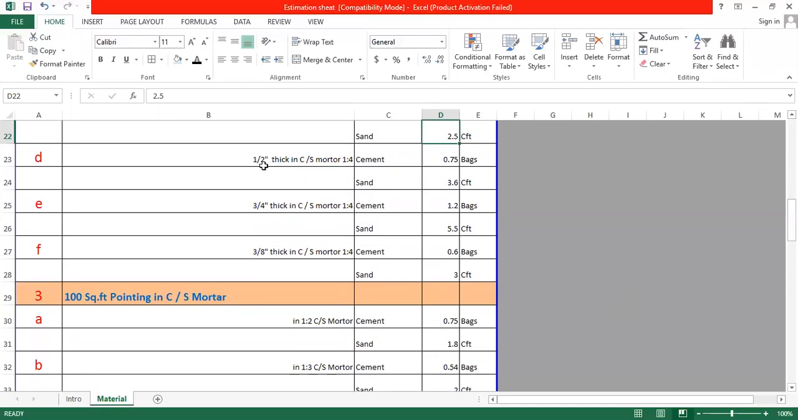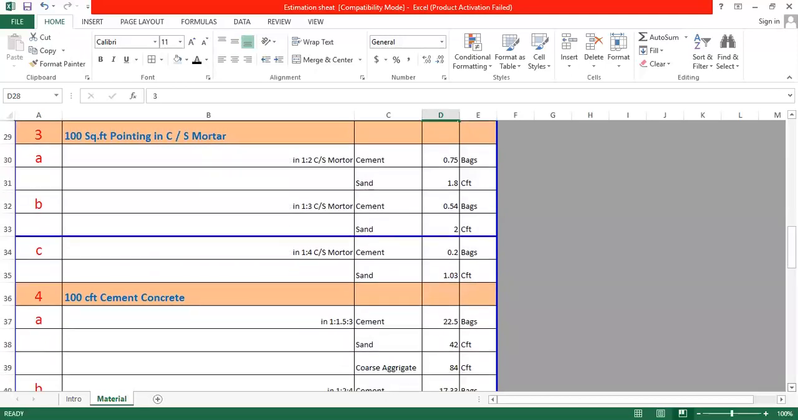And if the thickness of the plaster is half inch and the ratio is 1:4, then you will need 0.75 bags of cement and 3.6 CFT of sand. If the thickness is 3/4 inch and the cement sand mortar is 1:4, then the cement required will be 1.2 bags and the sand required will be 5.5 CFT. And if the thickness of the plaster is 3/8 inch and the cement sand mortar is 1:4, then the cement required will be 0.6 bags and the sand required will be 3 cubic feet.